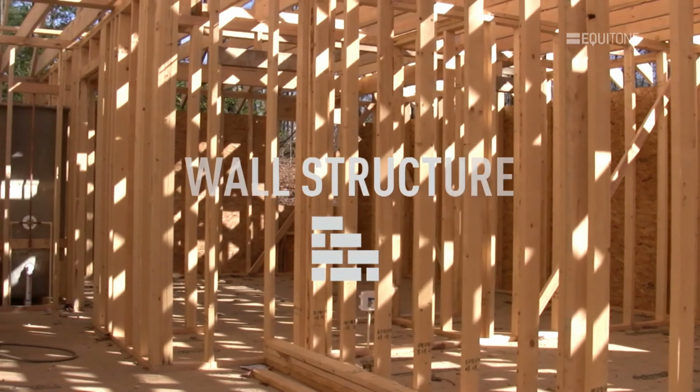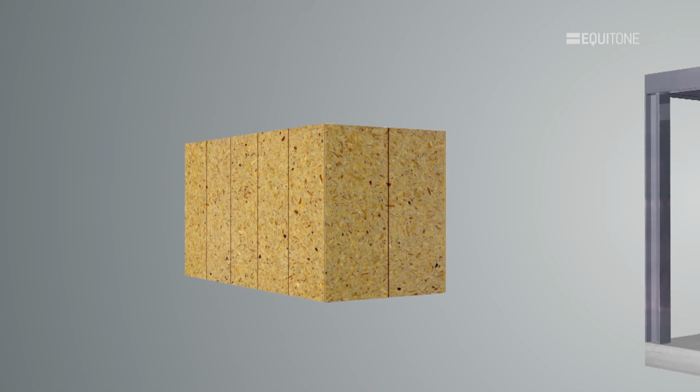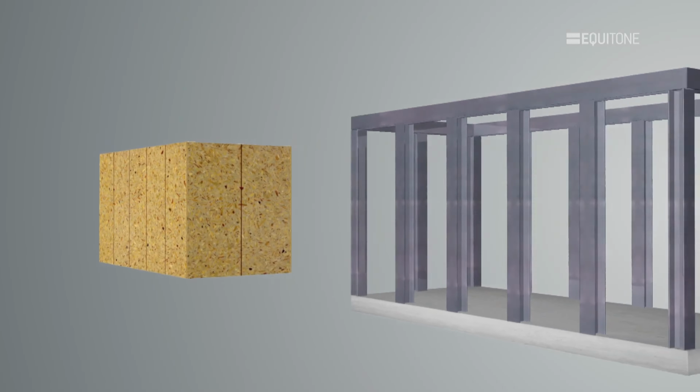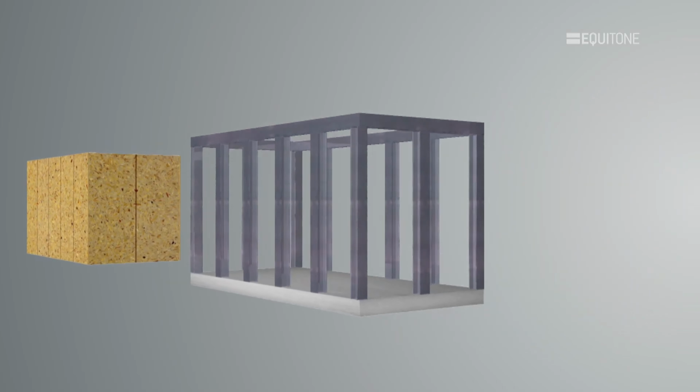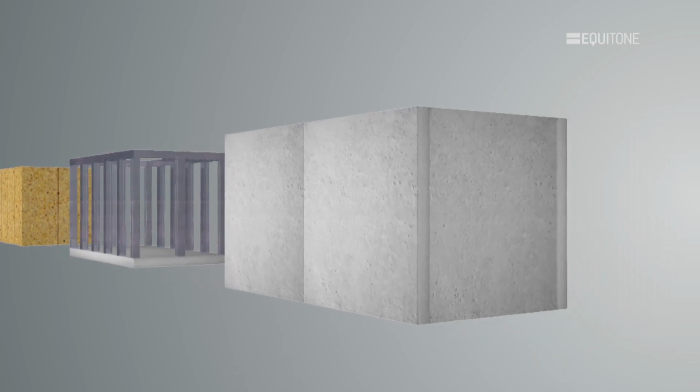Wall structure. The main structural wall can be a timber or metal lightweight frame, or a massive masonry construction, such as concrete or brick.